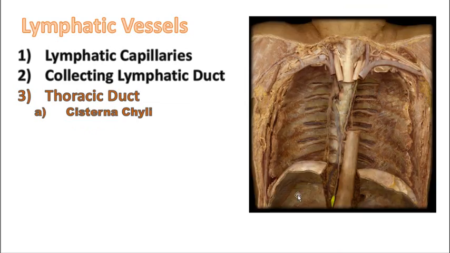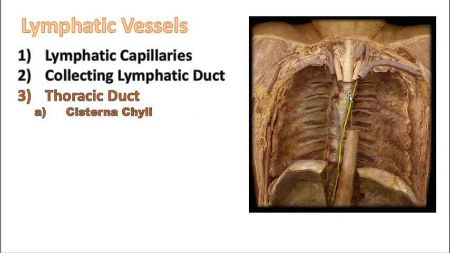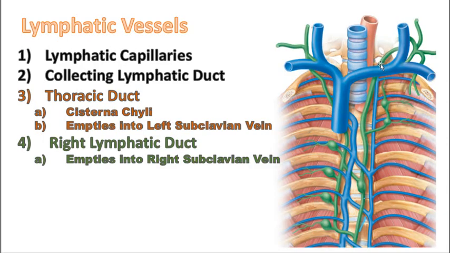So let's look at the picture. So you see right over here, that's the cisterna chyli right over here, and this is the thoracic duct. And you see how the thoracic duct goes and empties into the subclavian vein.